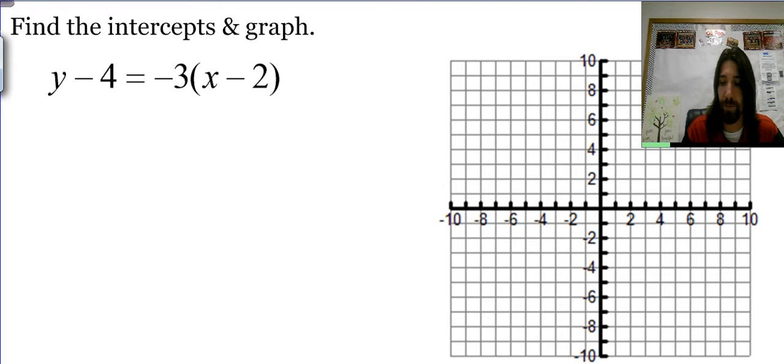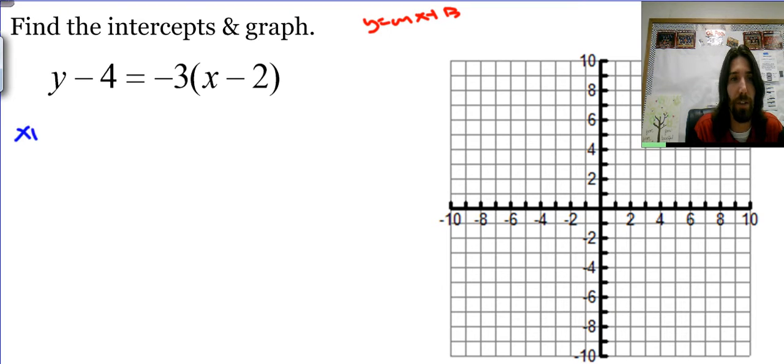Here's our next one. y minus 4 equals negative 3x minus 2. Again, the first method that we've talked about was to change to y equals mx plus b. But we're looking for a different method now. This method is to find the two intercepts.